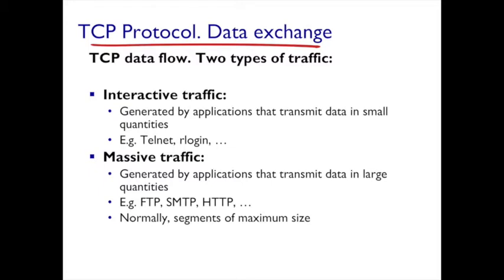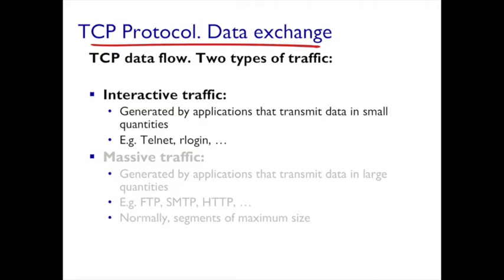In TCP, we can find 2 different types of traffic. Interactive traffic, generated by applications that send data in small quantities, for example, telnet for remote login. And the other option is massive traffic. Massive traffic is referred to maximum segment size. A difference between interactive and massive is that for interactive, we have very small segments, but for massive, we have segments of full size. For example, many applications like FTP, SMTP, HTTP, and so on.